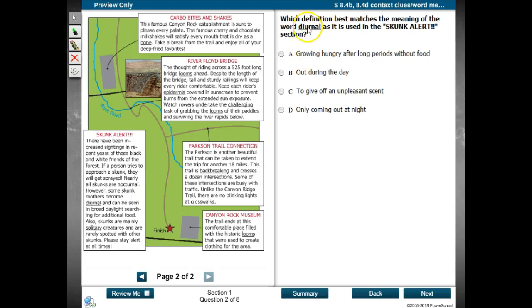So what is diurnal? Is it growing hungry after long periods without food, out during the day to give off an unpleasant scent, or only coming out at night? You don't have to know anything about skunks. You have to know how to use words like however and context clues. So what's number 2?